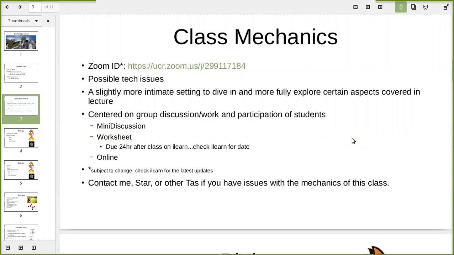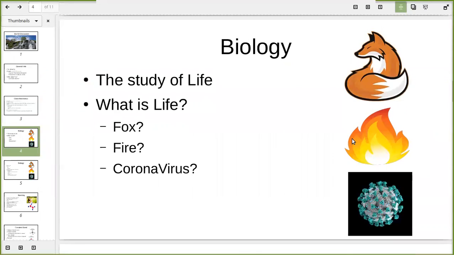Okay. Let's move on to the topic at hand, which is biology. Good old fashioned, general biology. Biology, the study of life. It's a discipline where you study these different processes. So, one of the initial questions you should ask yourself is, what is life? What is the definition of life? Does anybody have any suggestions or definitions off the top of their head?